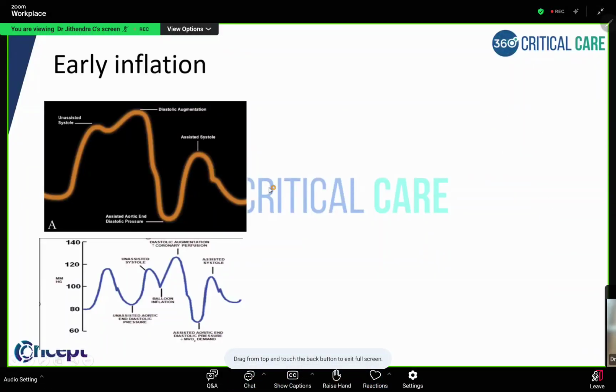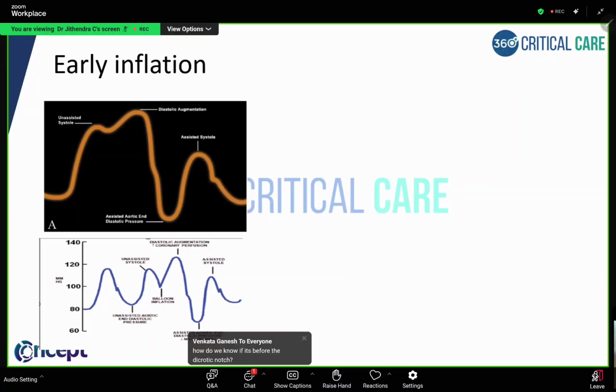Okay, so what next comes? How do you say it is early inflation? What are the parameters which are happening? Mainly they're asking you what is happening to diastolic augmentation, and what is happening to the aortic end diastolic pressure. And because of this, what are the hemodynamic effects? So these are the two things. First, they'll ask you to identify the timing abnormality. Next, they'll ask you what are the hemodynamic effects of it.